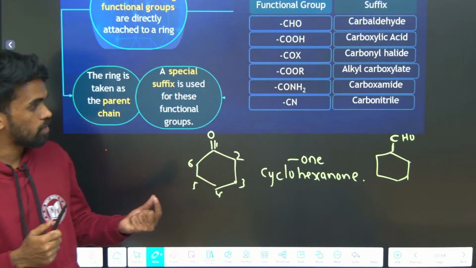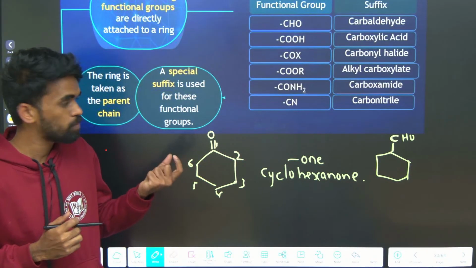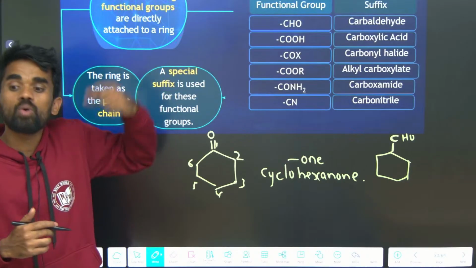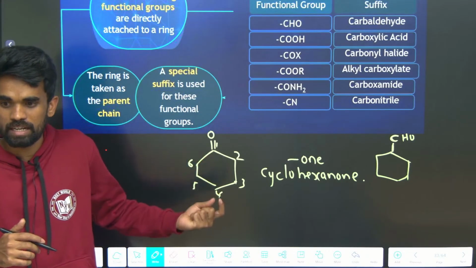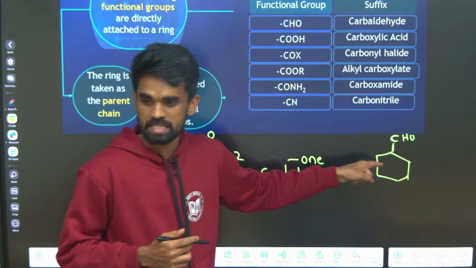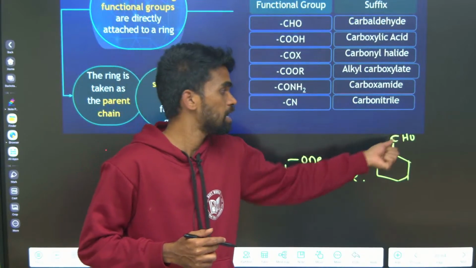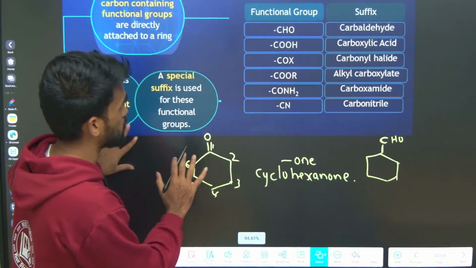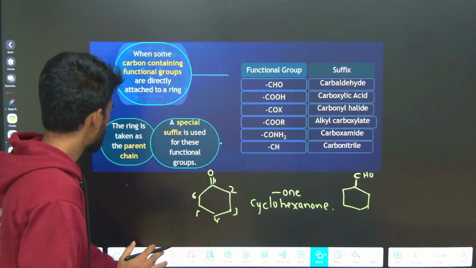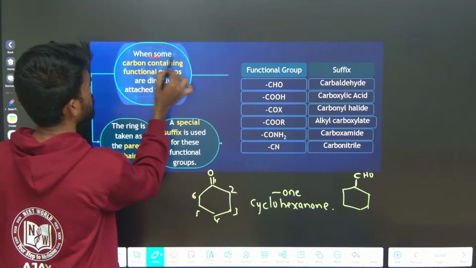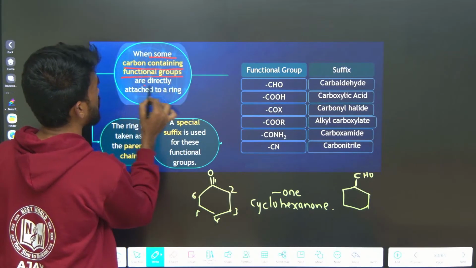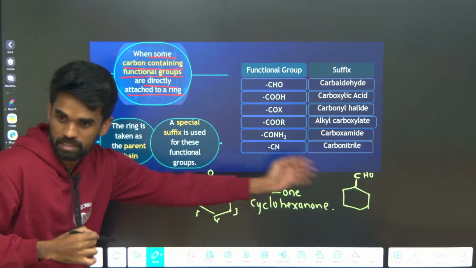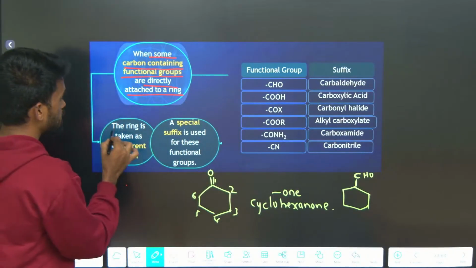Now our CHO group is an aldehyde which is present outside the ring, right? It is not counted in the ring. So what is our ring size? 6, and this aldehyde group is out of the ring. In this case you should follow this method. When some carbon-containing functional groups are directly attached to the ring, the ring is taken as the parent chain.